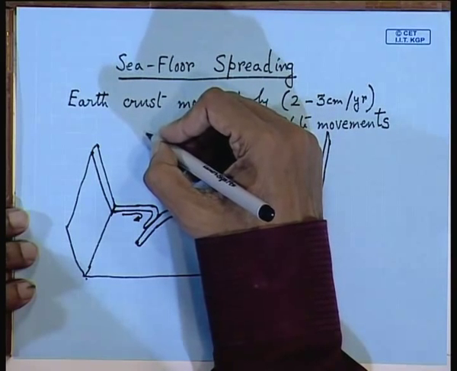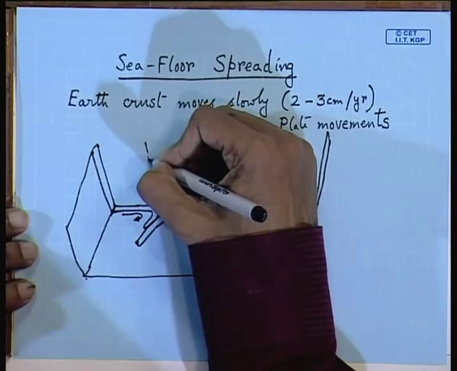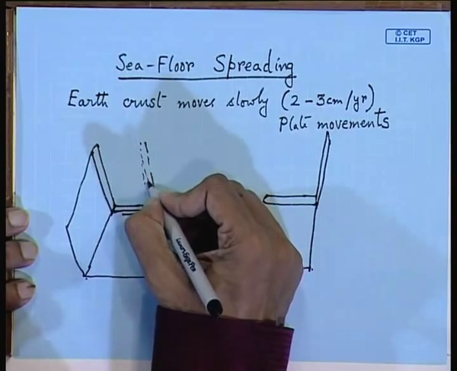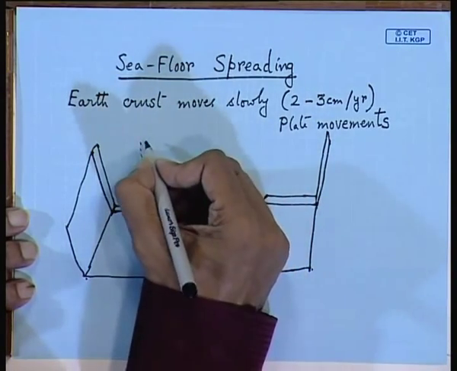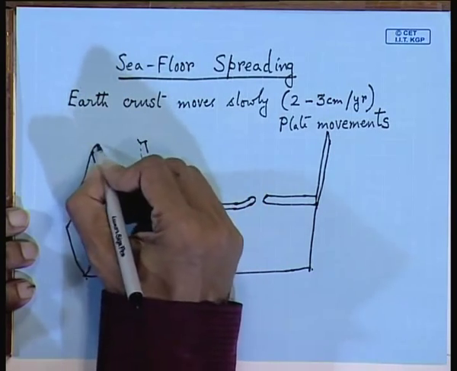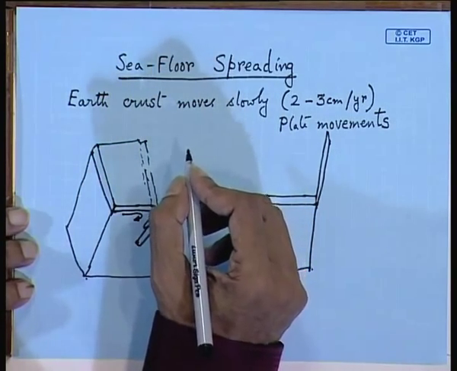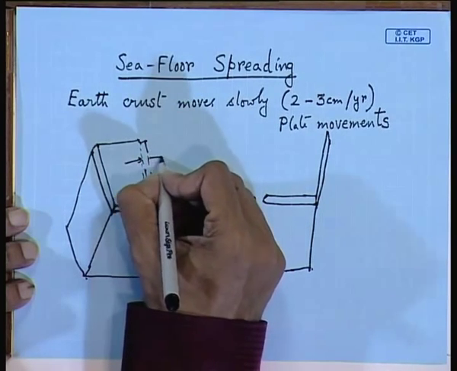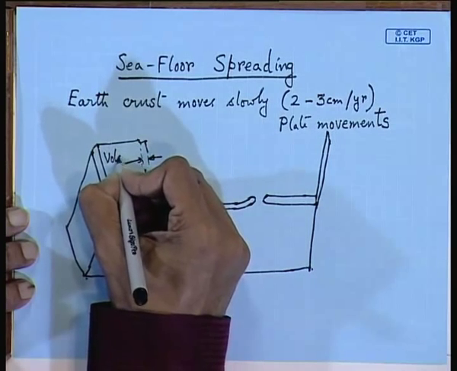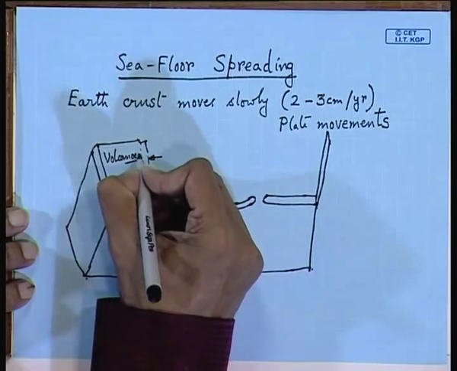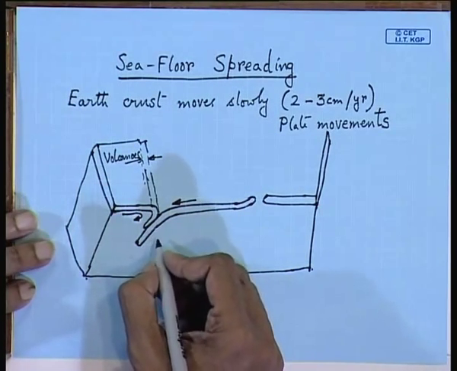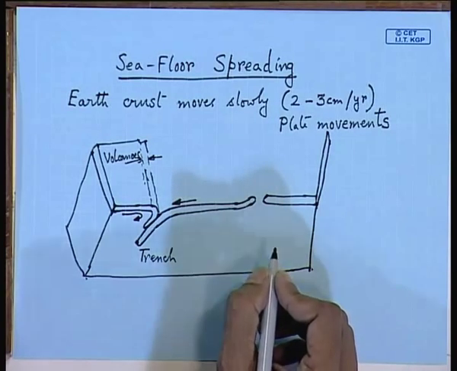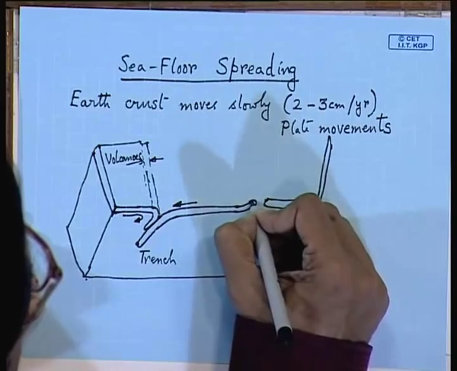Now, here you will find development of a trench. This is the location of a trench. So, very good location for existence of volcanoes. So, trenches are in that way dangerous.